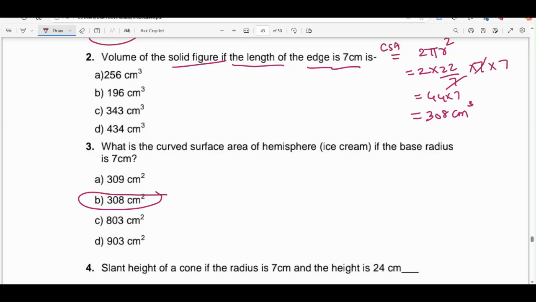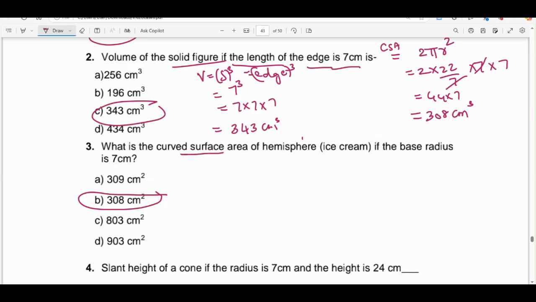So volume is what? Volume will be equal to 7 cube. That is side cube. Volume equals side cube or edge cube. You can write it as edge cube also. So edge is how much? 7. 7 into 7 into 7 will be how much? It will be 343 centimeter. This is the volume and this is curved surface area. They are asking you to find the curved surface area of a hemisphere if the base radius is 7 meters. So the answer is 308.